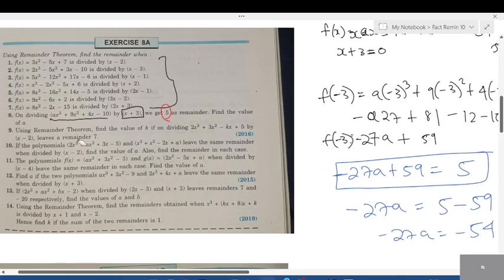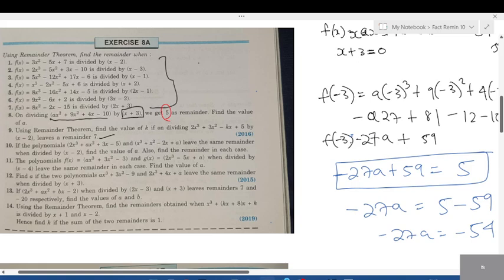Other questions are the same, students. Look, the remainder is given. Look, the remainder is the same. In place of 5, 7. Then we have two polynomials. Take f of x, g of x. I'll give it for tomorrow's test. G of x.